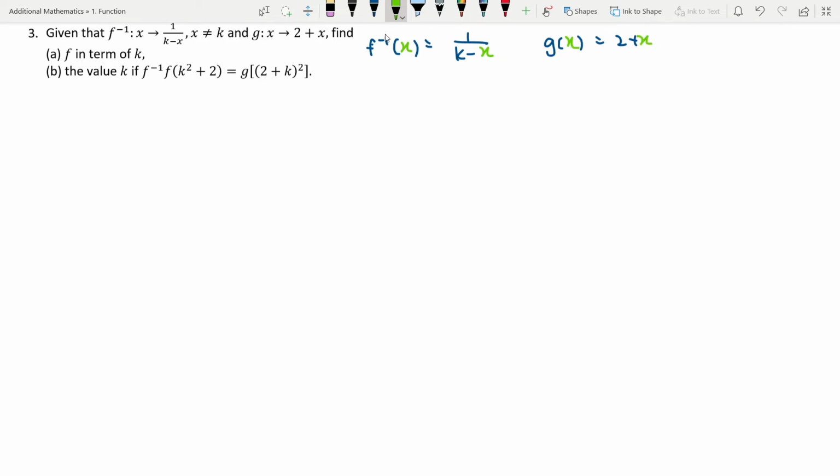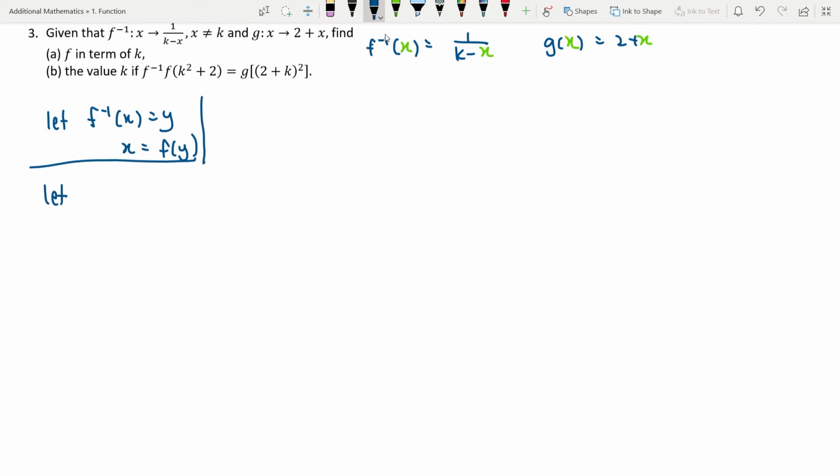A. Find the function f in terms of k. We are given the inverse function of f and we are asked to find the function f. Normally, when we want to find the inverse function, we let the inverse function of x equal to y. Then we make x into f of y. Here, we are finding the function f, so we're going to do the opposite.